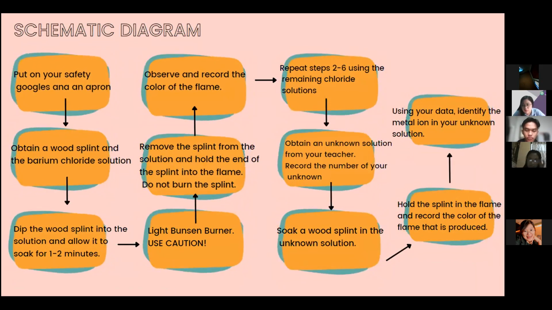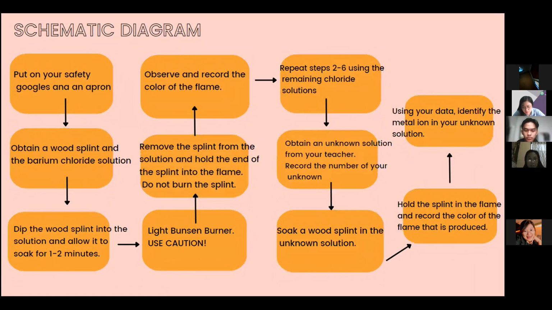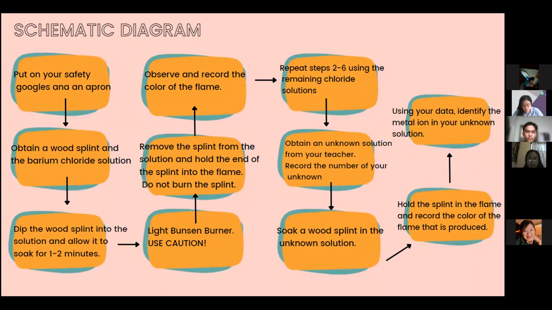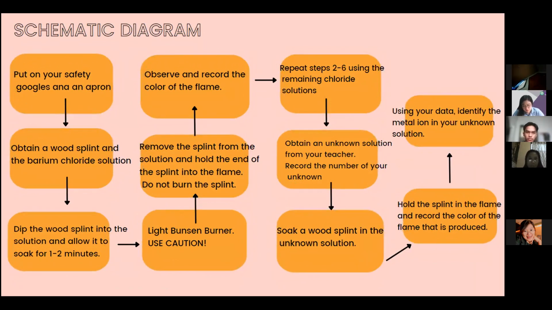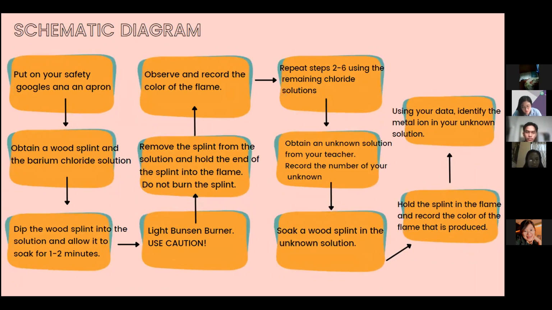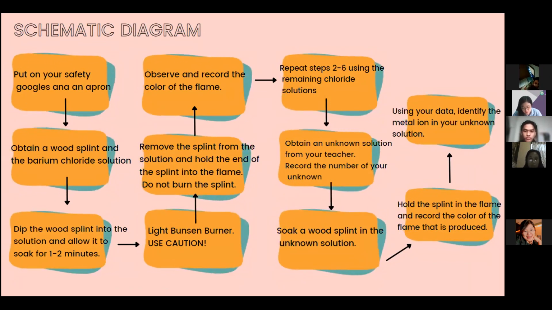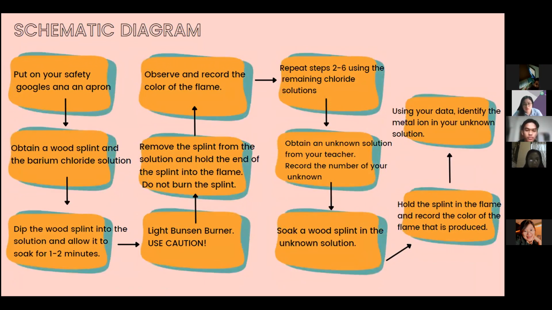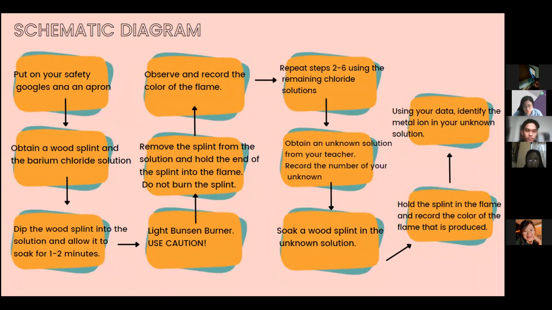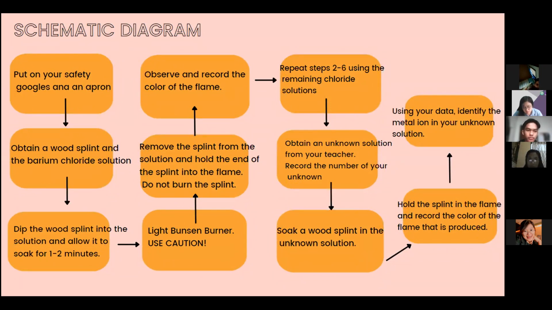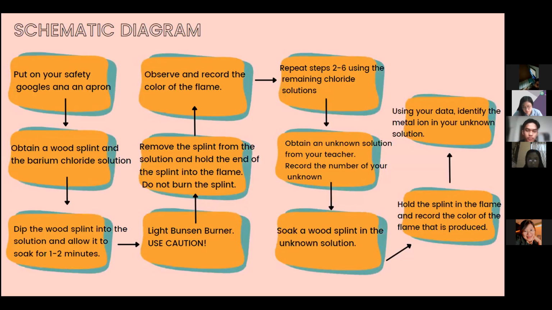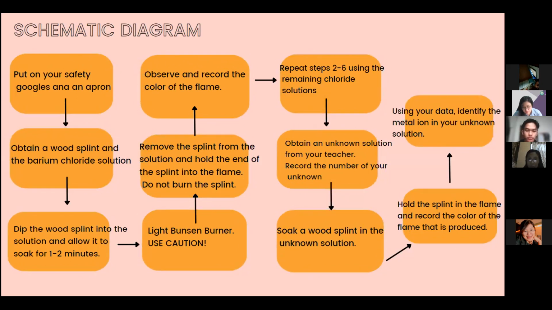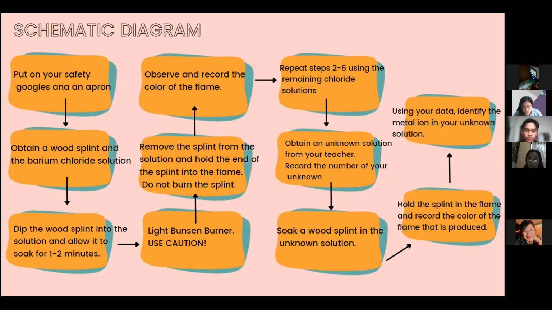So this is the schematic diagram of the procedure. The first thing we do is to put on your safety goggles and an apron for our safety when we are doing an experiment. Then obtain a wood splint and the barium chloride solution. Then dip the wood splint into the solution and allow it to soak for 1 to 2 minutes. Then light the Bunsen burner. Use caution. Then remove the splint from the solution and hold the end of the splint into the flame. Do not burn the splint. Then observe and record the color of the flame.